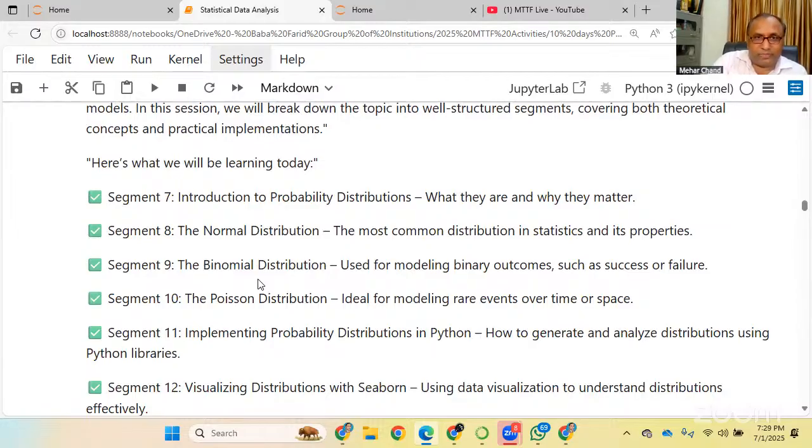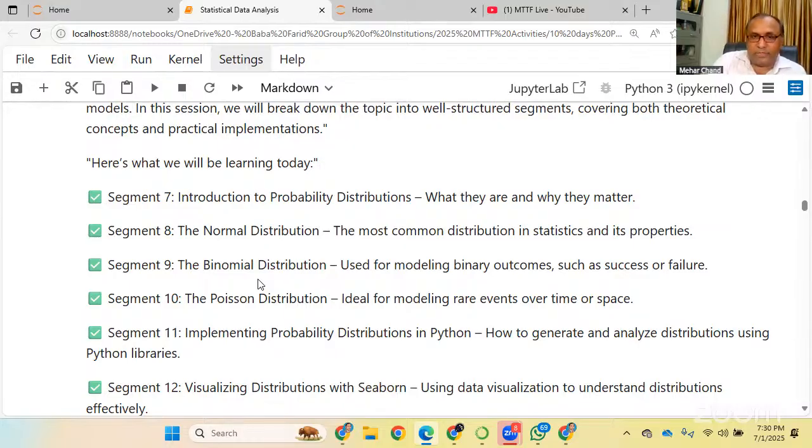Very first, we have the introduction about the probability distribution, what they are and why they matter. Second, we have the normal distribution, binomial distribution, Poisson, and then the exponential. So four distributions are there, and we will discuss all of these one by one, along with their applications.